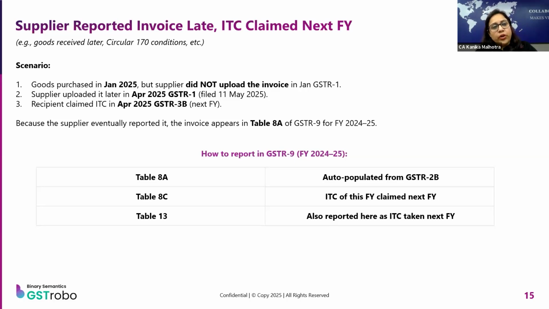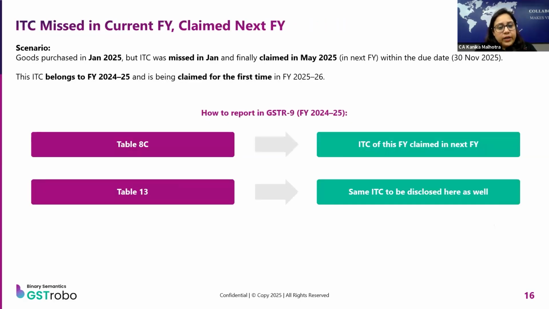And similarly, you are also going to mention it in table 13, because it implicates all those ITCs that belong to this current financial year, and you are going to have it in the next financial year. This is basically table 8C. This is a major clarity: whatever ITCs have been missed, all these ITCs would be taken here, and not the reclaimed cases of 37-37A. So table 8C is ITC of this financial year that is claimed in the next financial year, similarly in table 13.